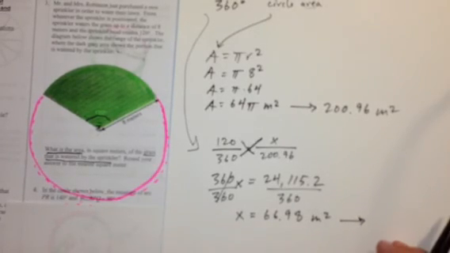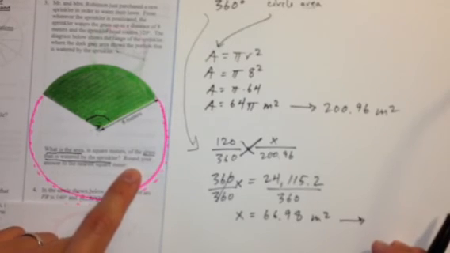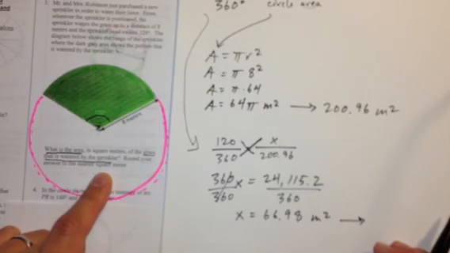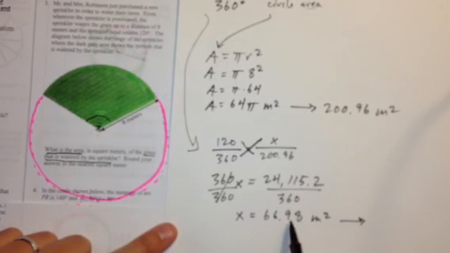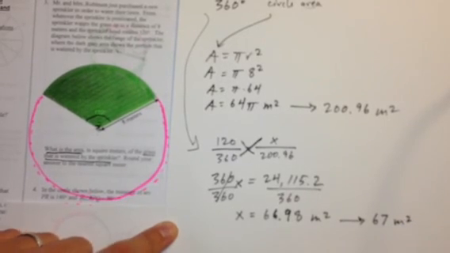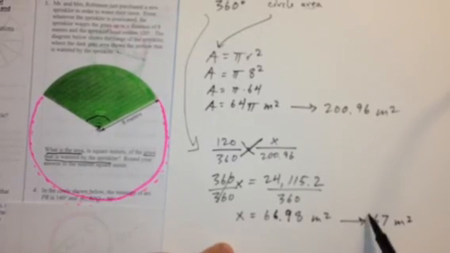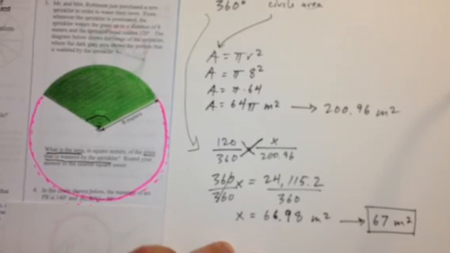Now our last step, the question asks us to round your answer to the nearest square meter. So basically the nearest whole number. So we're going to look at the 9, our tenths place, and the 9 tells our ones place right here to round up. So the nearest square meter is 67 square meters. So our answer to this problem is 67 square meters.